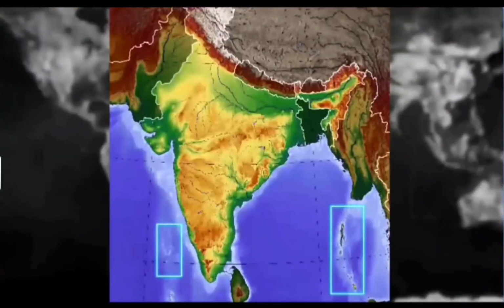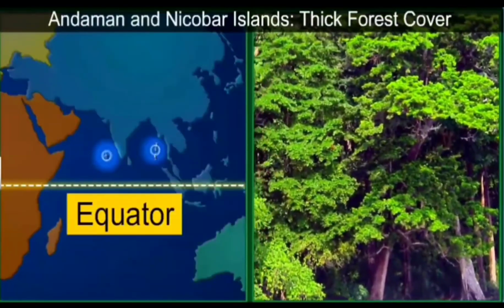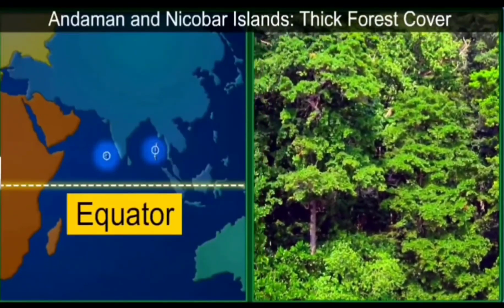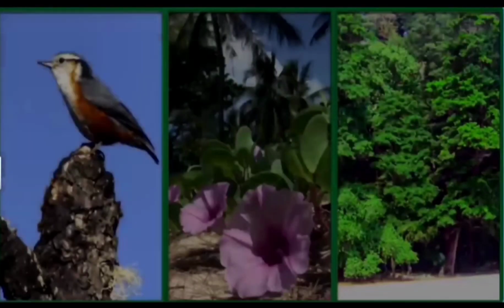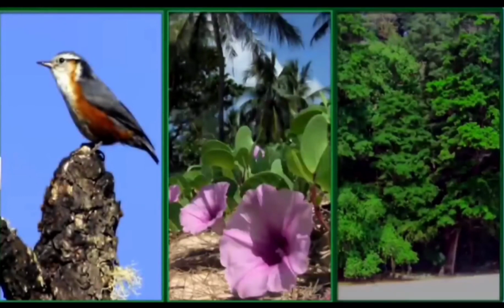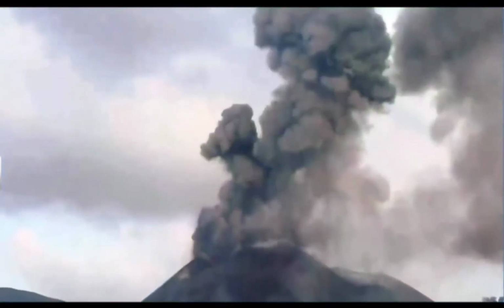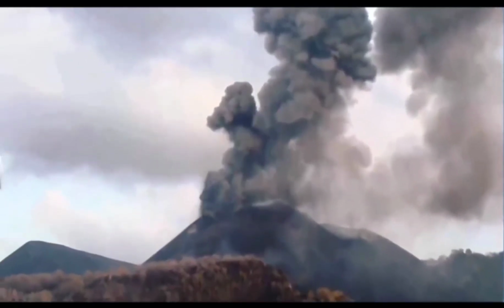These islands lie close to the equator. The equatorial climate has resulted in a thick forest cover. Thus, like the Lakshadweep Islands, these islands display great diversity of flora and fauna. The most interesting feature of the Andaman and Nicobar Islands is the active volcano. This volcano is located on Barren Island.